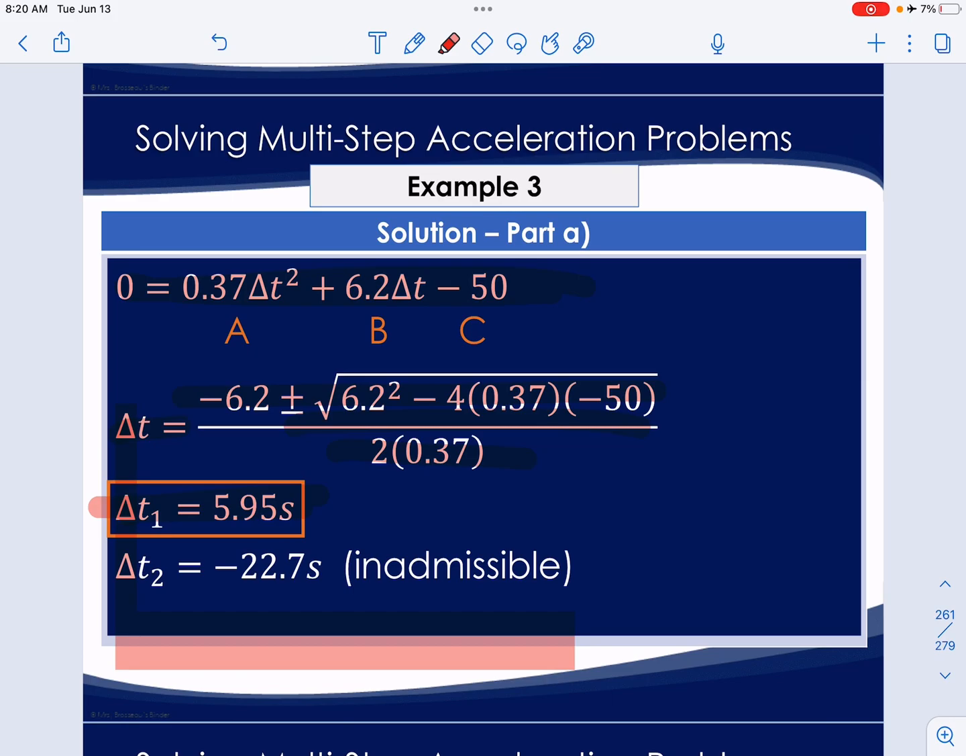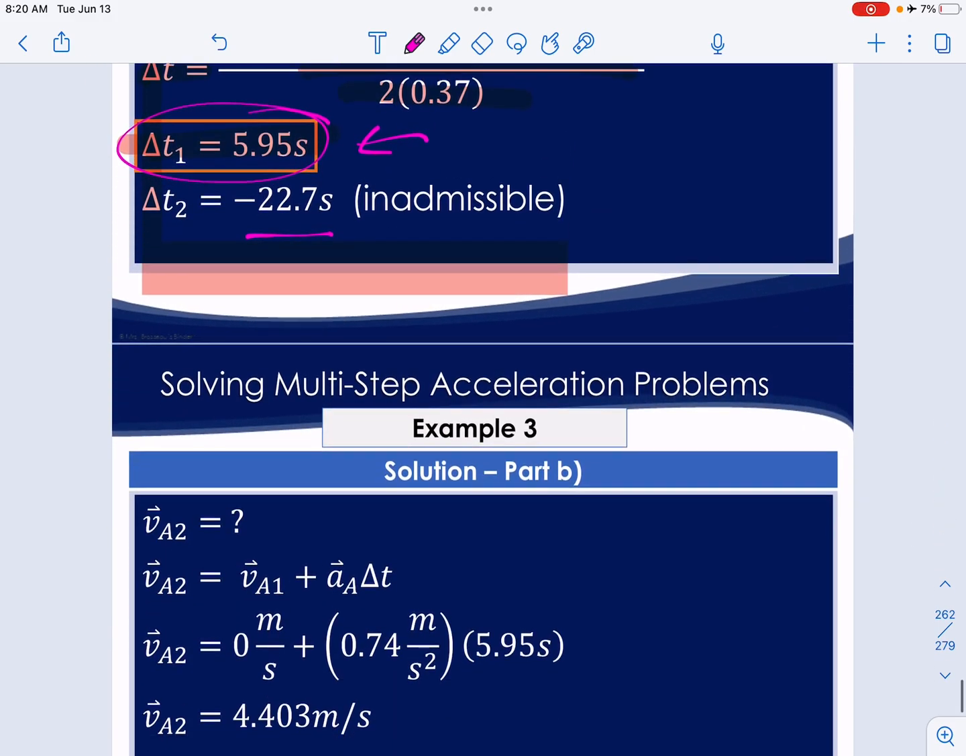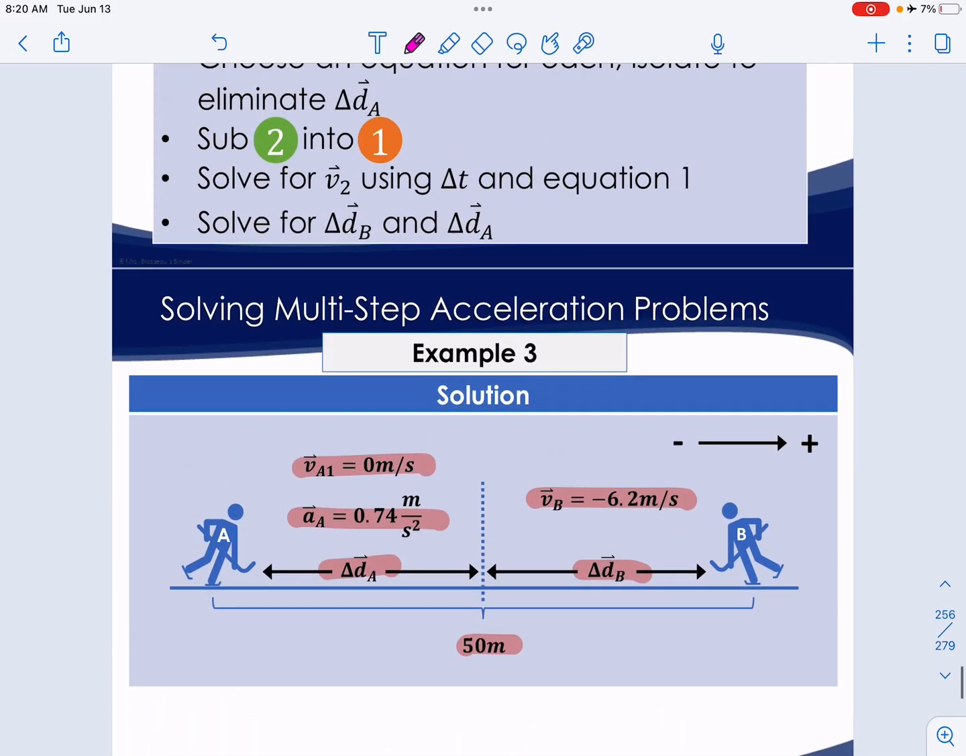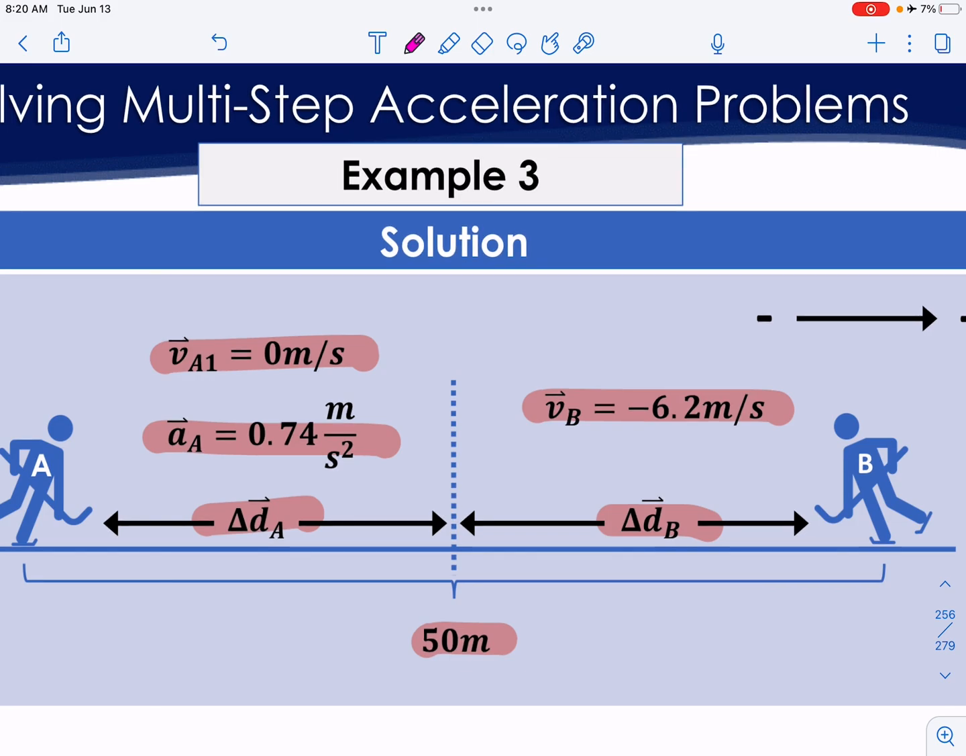So there are two possible solutions for this equation. The first option is 5.95. The second option is negative 22.7. You can never have a negative time, so the correct answer is 5.95 seconds. So if we go back to our diagram, we know that the time at which they hit each other, delta t, is going to be 5.95 seconds, and it's the same for both players.